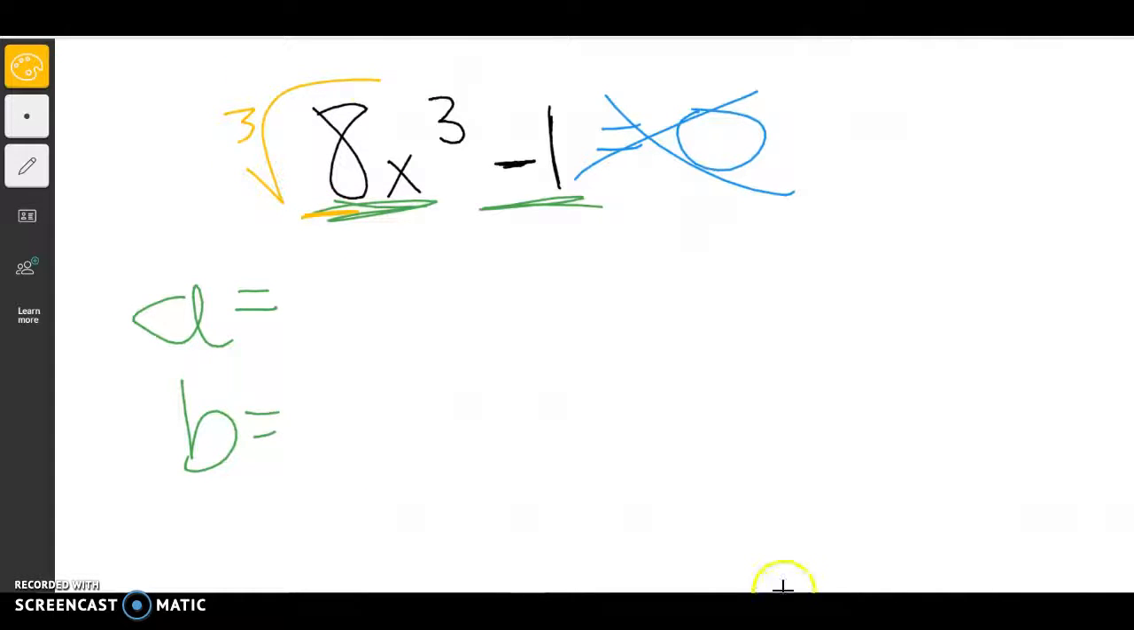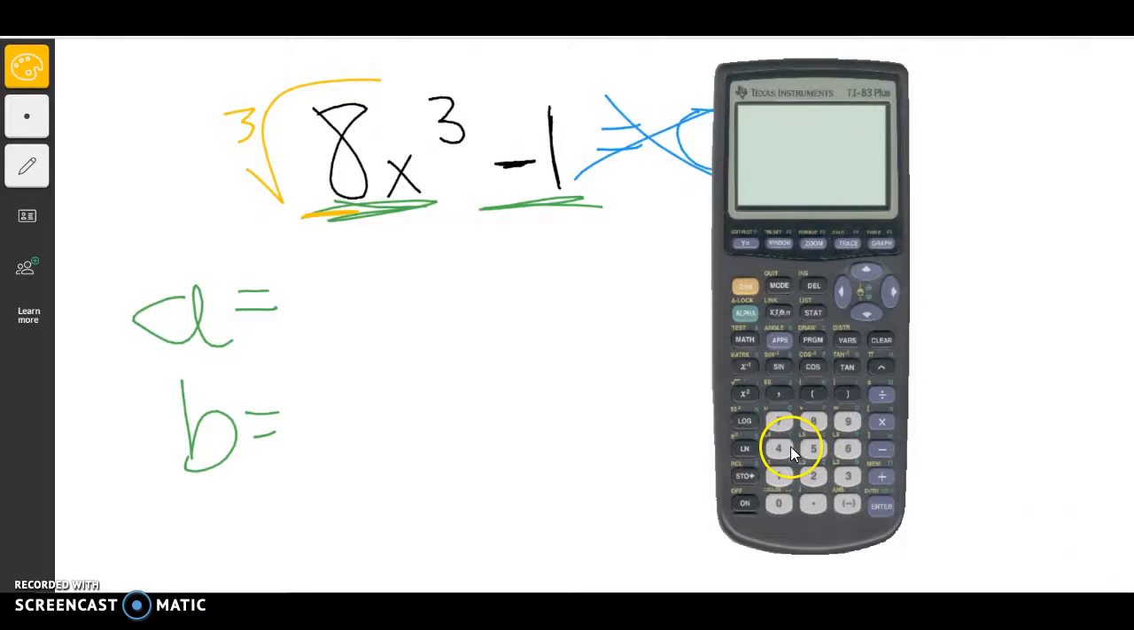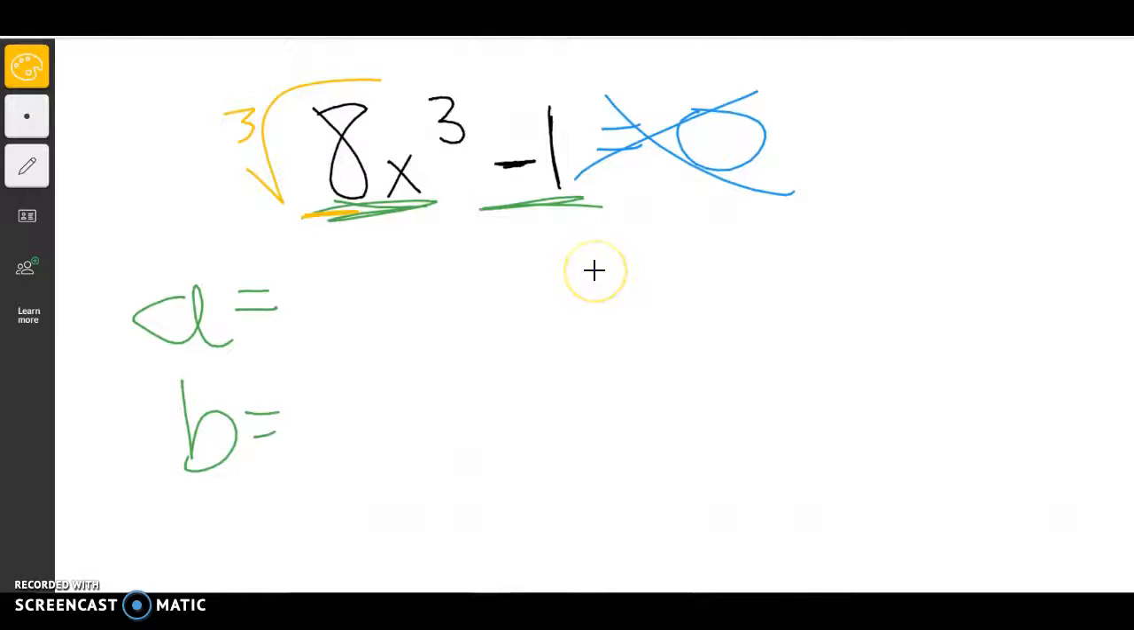How you would do that on your calculator, let's pull up a calculator, would be to take 8 to the 1/3 power and you would get 2. Make sure you put parentheses around the 1/3 or your calculator won't be able to do it.